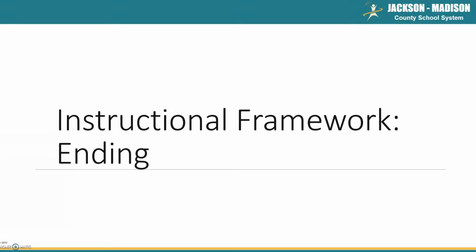During this presentation, we will focus on the ending portion of the instructional framework. We know from the research of Hattie and others that the beginning and end of a lesson are vitally important. Think of the beginning and end as the bookmarks that hold your lesson together.